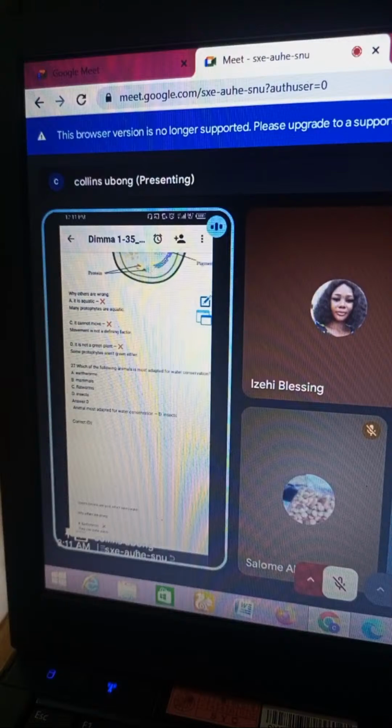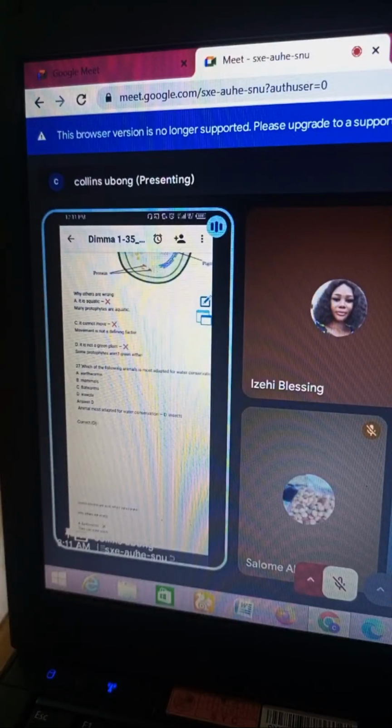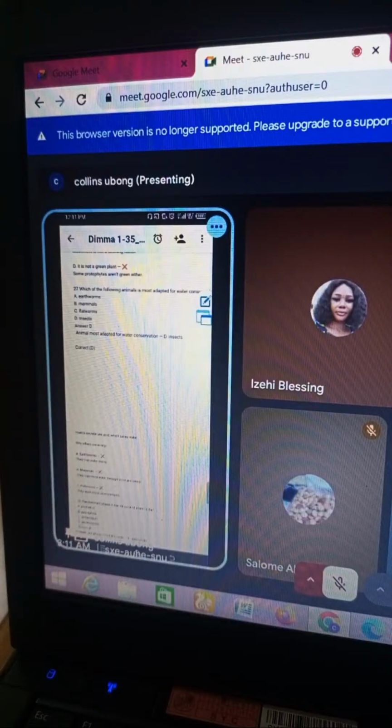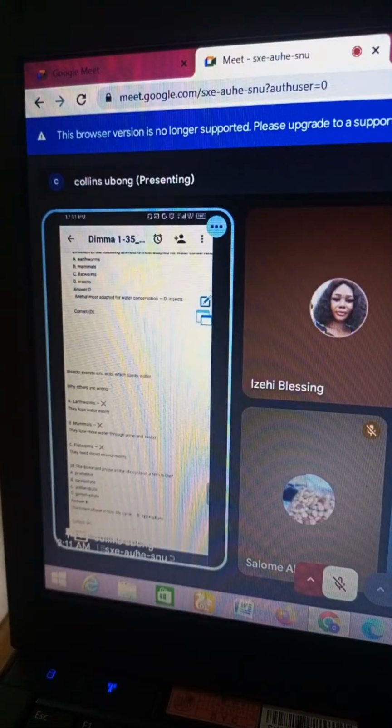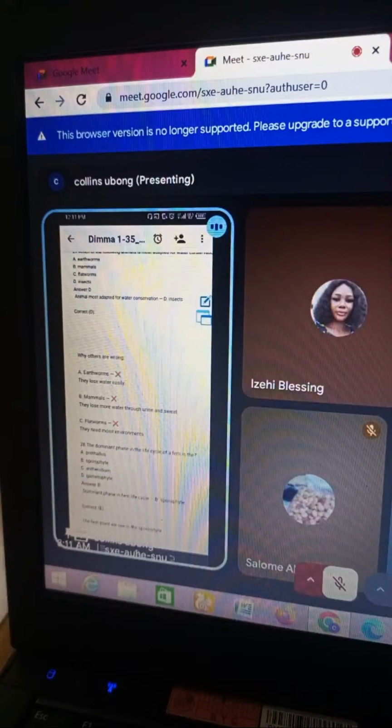Which of the following animals is most adapted for water conservation? And I told you that the answer is insects. So the animal most adapted for water conservation is insects. Insects excrete uric acid, which saves water. The others are wrong. Earthworms lose water easily. Mammals lose more water through urine and sweat. Flatworms need moist environments.